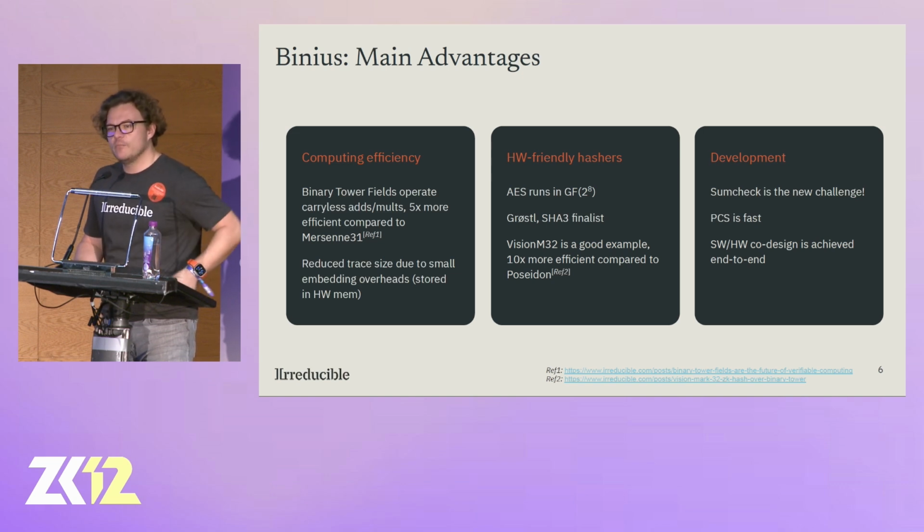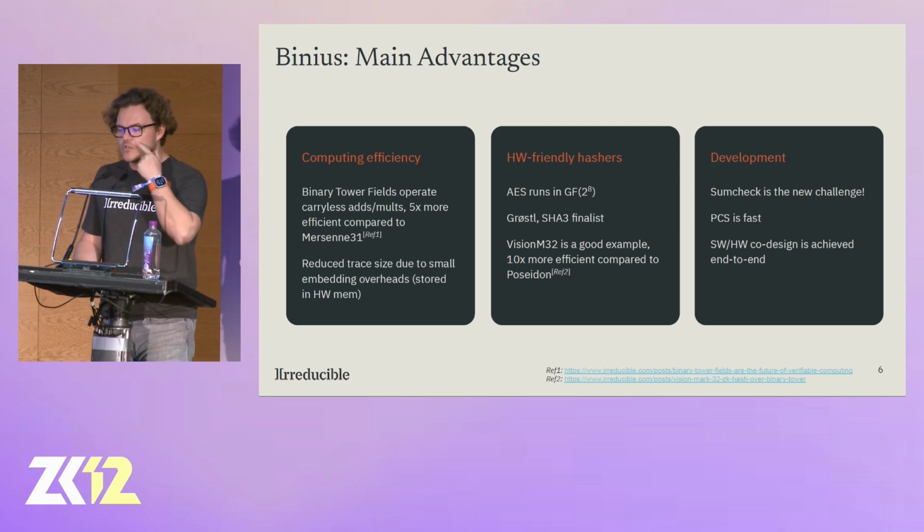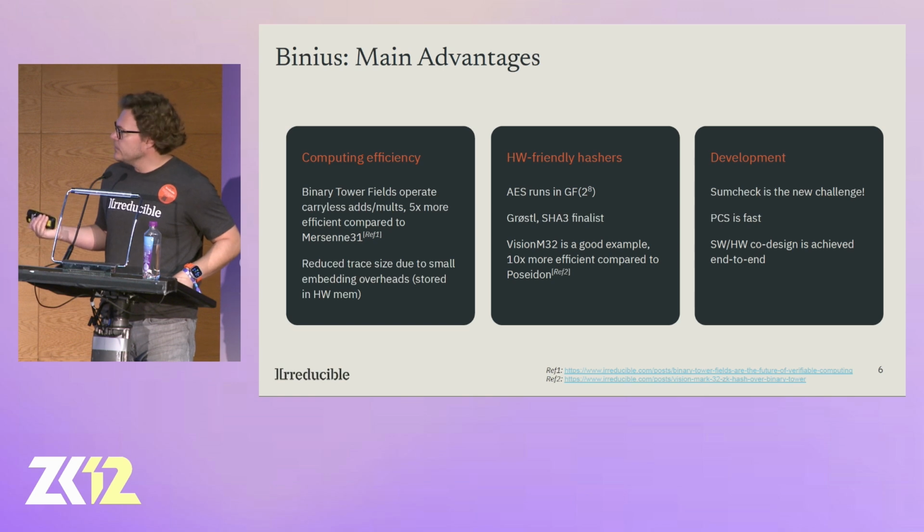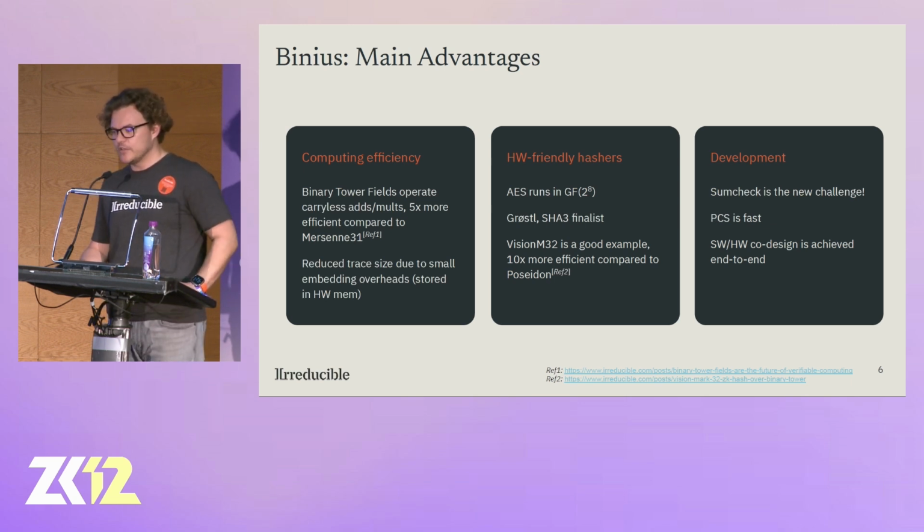Second thing, which is very important about Binius, it brings OG hash functions which have run in production for decades so far and are implemented in binary fields. Everybody knows about AES. There is Grøstl, which was also a finalist for SHA-3. They are all good examples, but there is also work that we did at Irreducible in introducing a new hash function, which is particularly optimized for binary tower fields, and this is also something that we wrote about previously, Vision Mark-32.